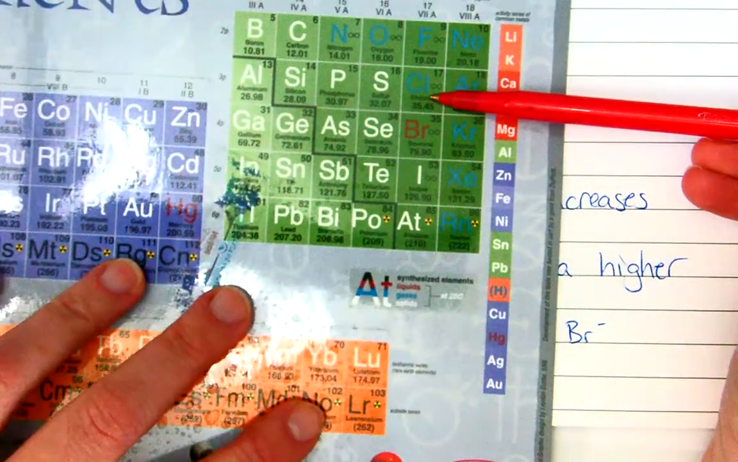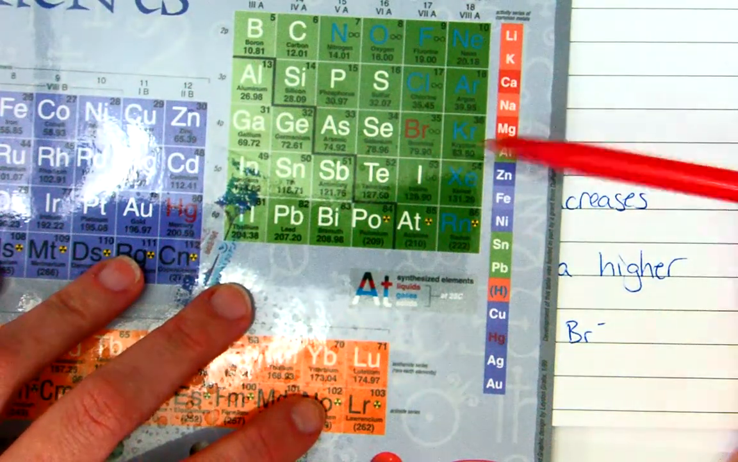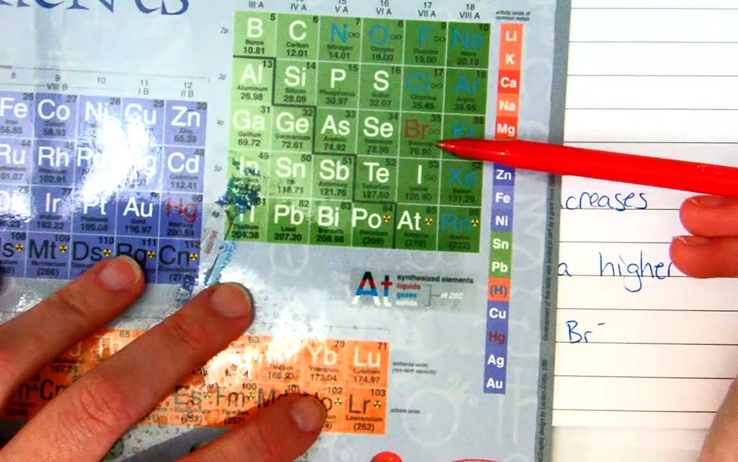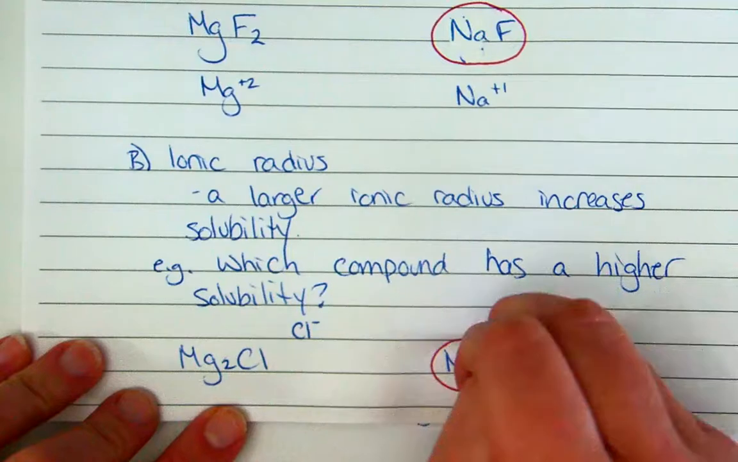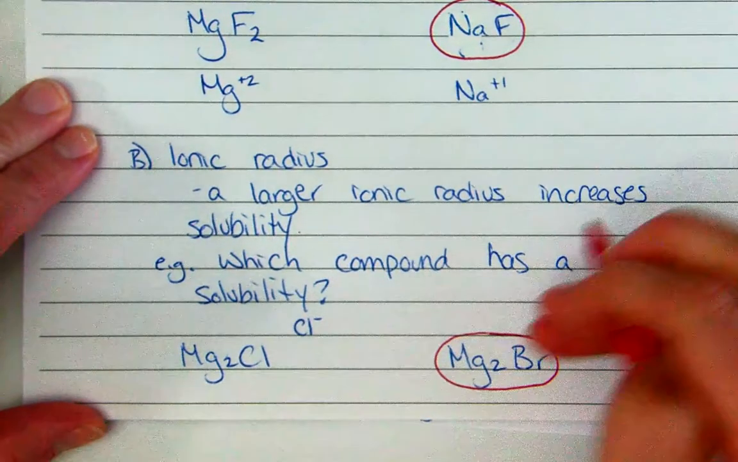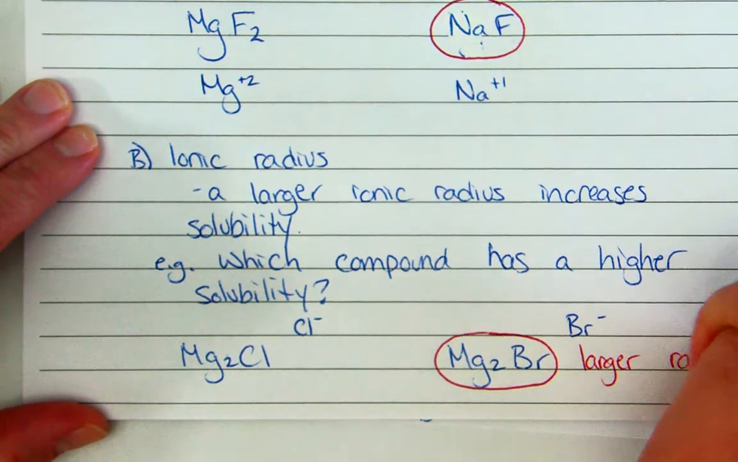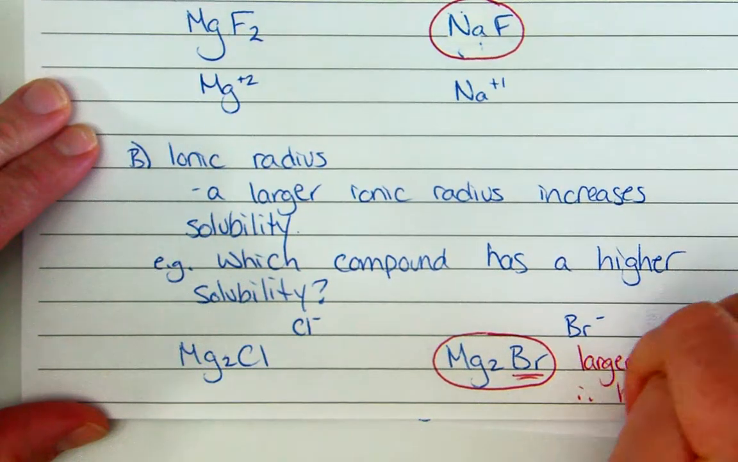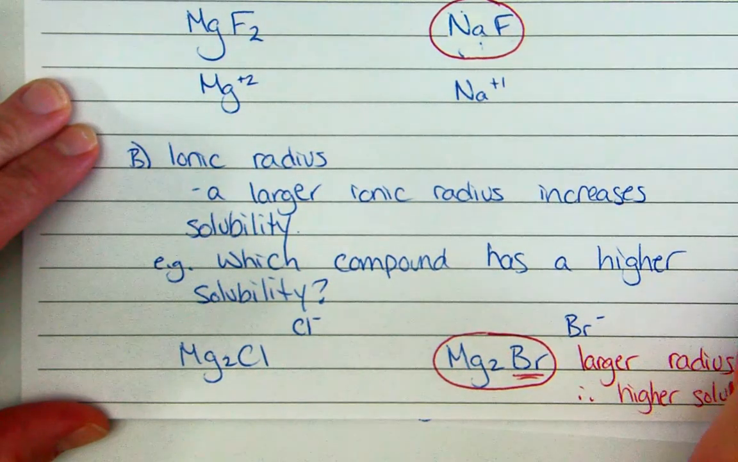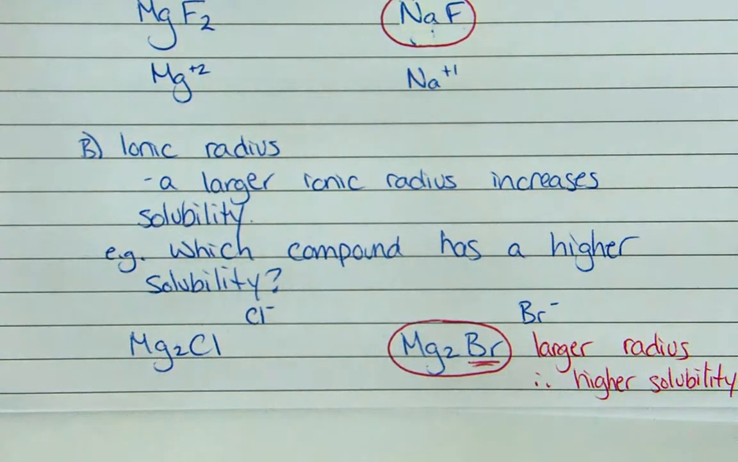What we can do is take a look on our periodic table between chlorine and bromine and say which one has a higher atomic radius. It's going to be bromine because it is lower down, it has more energy shells. So magnesium bromide has the higher solubility because it has the larger radius, and it's bromine specific here, therefore higher solubility. And that's what we're looking at for ionic compounds.